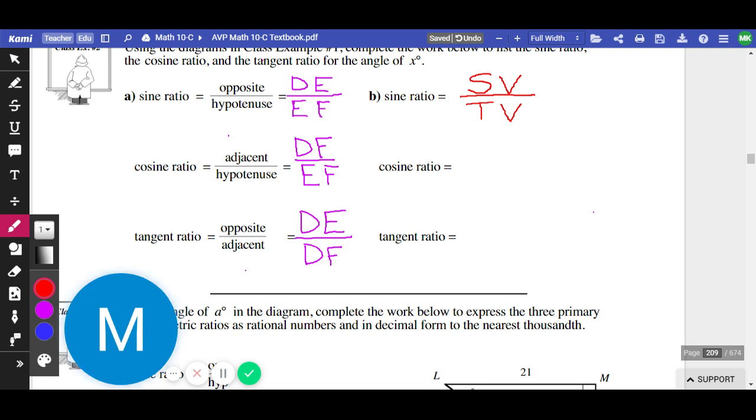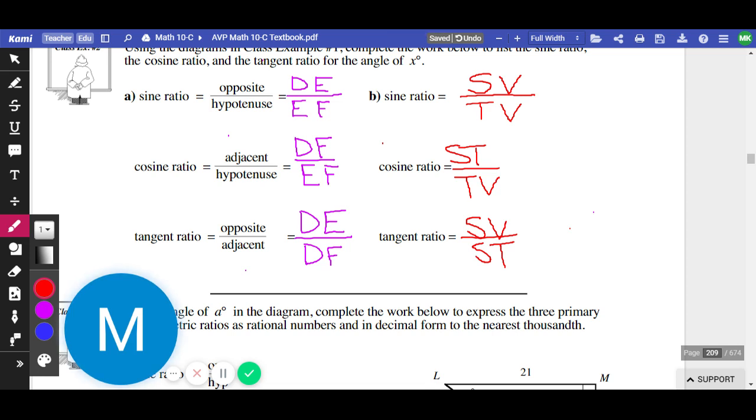The cosine ratio would have been the adjacent side divided by the hypotenuse side. So if you look back up, the adjacent side would have been TS or ST, divided by hypotenuse, which is TV. Adjacent being ST, hypotenuse being TV. The tangent ratio would have been the opposite divided by the adjacent, so opposite is SV, and the adjacent is ST.